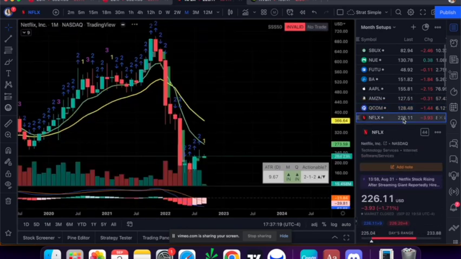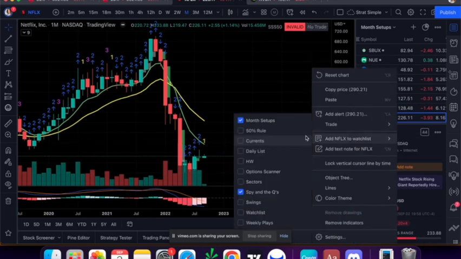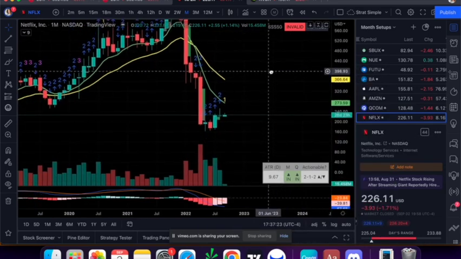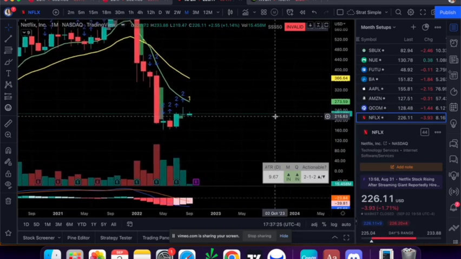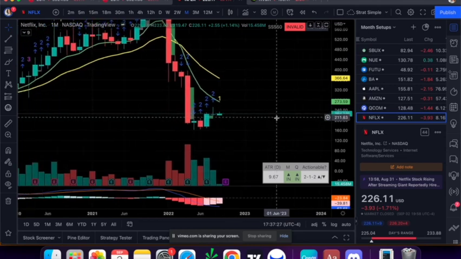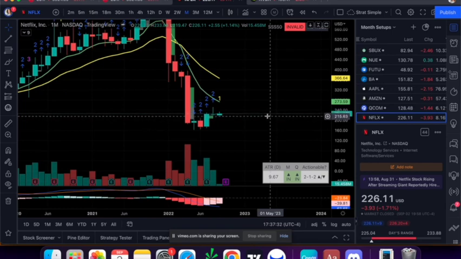Netflix. Whoop, I'm clicking on the wrong thing. So Netflix has not triggered yet. It keeps kind of faking us out. So we'll have to just see. But I believe if it can break this area, I think it was 223.